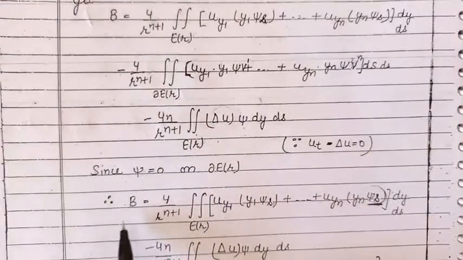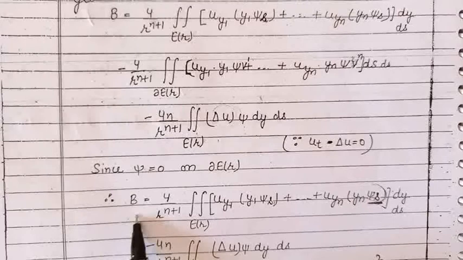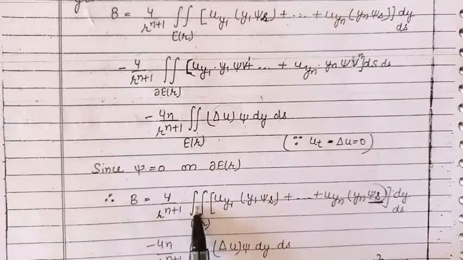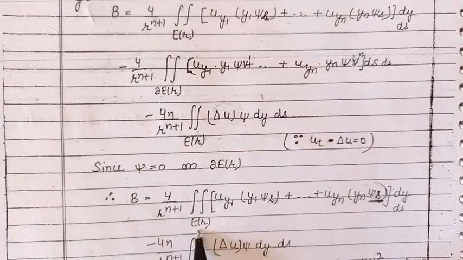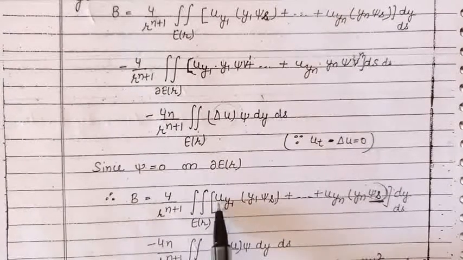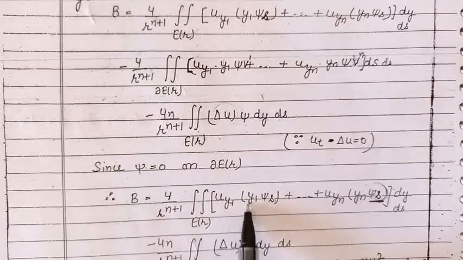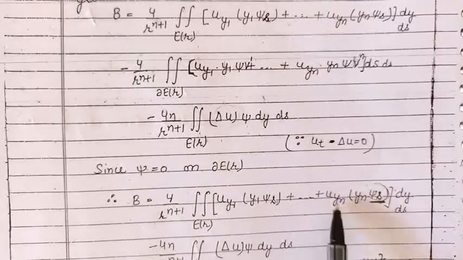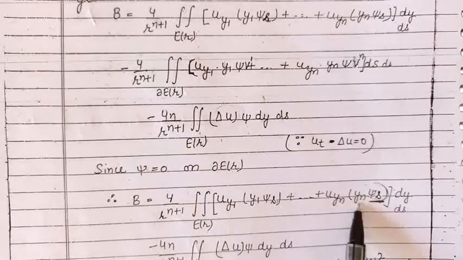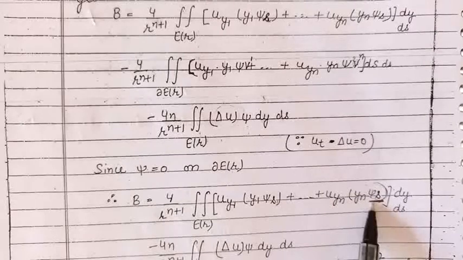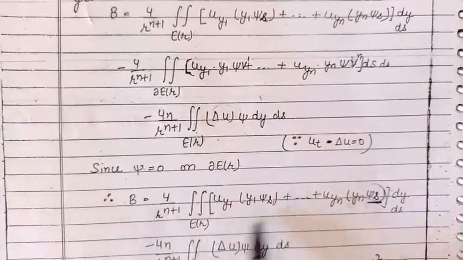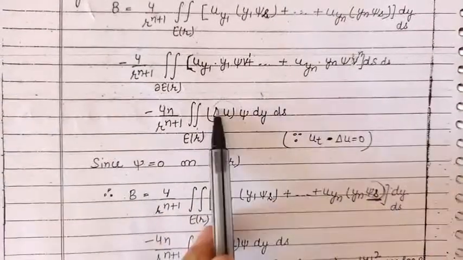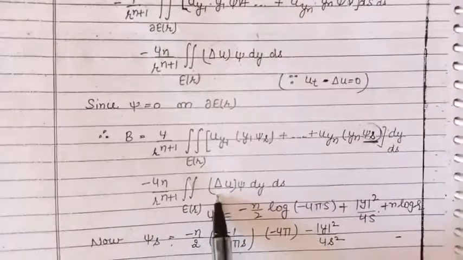So finally we have obtained the value of b given by 4 upon r to the power n plus 1 into the double integrals over the heat ball of the expression ∂u/∂y1 into ∂ψ/∂y1, and so on, last, ∂u/∂yn into ∂ψ/∂yn. We have here combined all the integrals corresponding to this heat ball in one expression, and this term we have taken as it is.